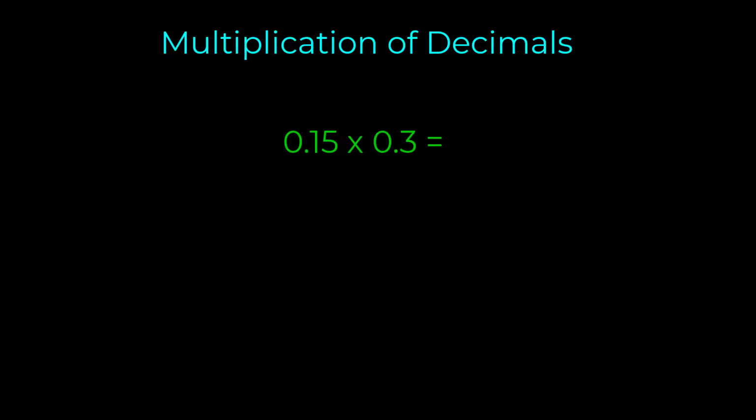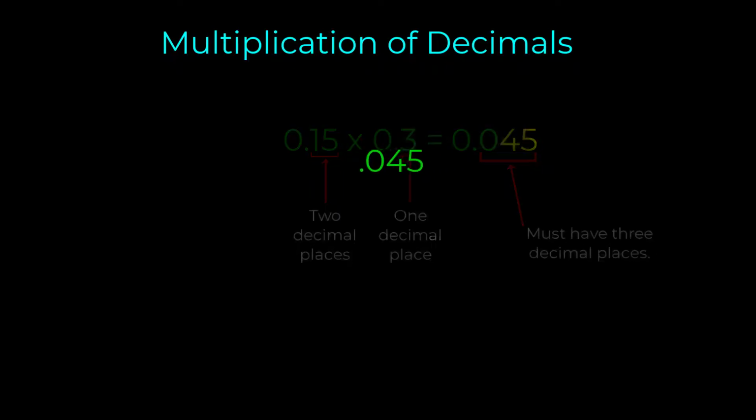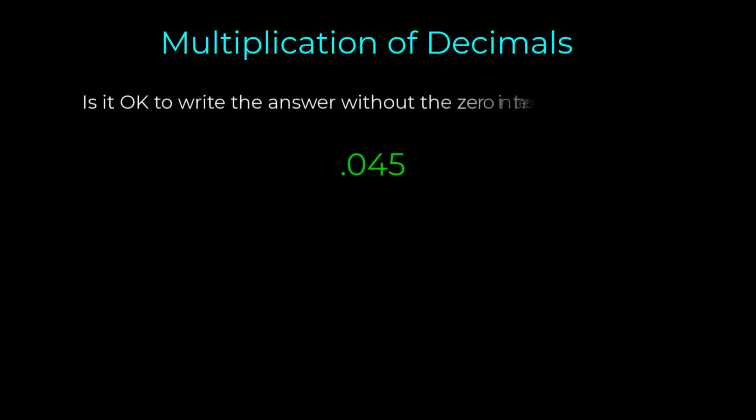Let's work this out. Ignoring the decimal places for a moment, we have 15 times 3, which is 45. Now let's figure out where the decimal point goes. 0.15 has 2 decimal places, and 0.3 has 1 decimal place, for a total of 3 decimal places. In order for us to get 3 decimal places, we have to add a 0 to the left of the 4, and then put the decimal point to the left of that 0. The answer is 0.045.